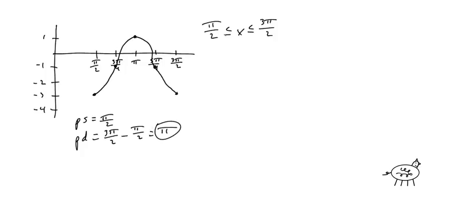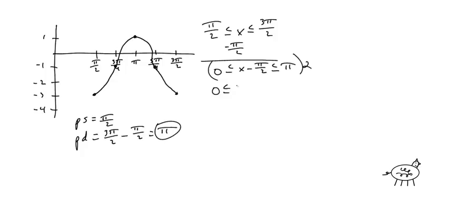And then, of course, I do what I did before: I'm going to subtract pi over 2 from all sides. So I get 0 less than or equal to x minus pi over 2 less than or equal to pi. And then I got to make that 2 pi, so multiply everything by 2. So 0 less than or equal to 2 parentheses x minus pi over 2 less than or equal to 2 pi. There we go.